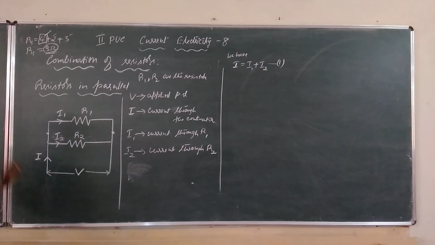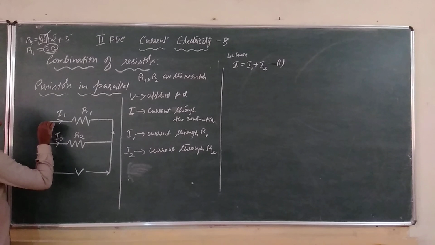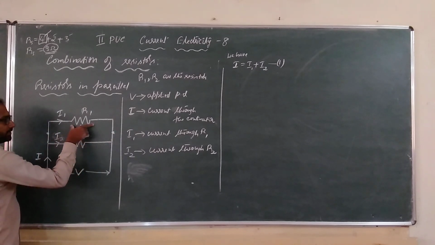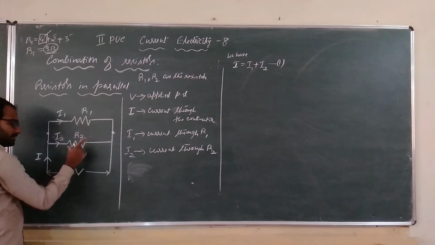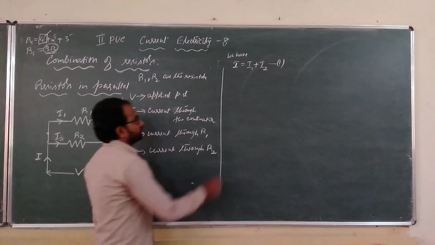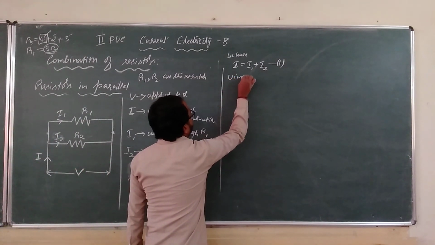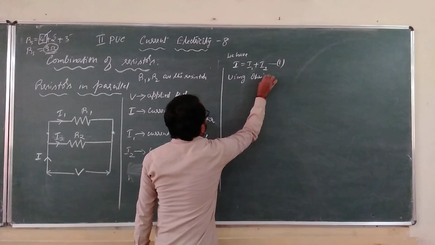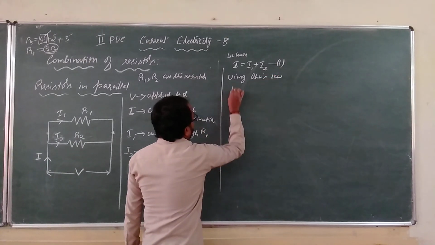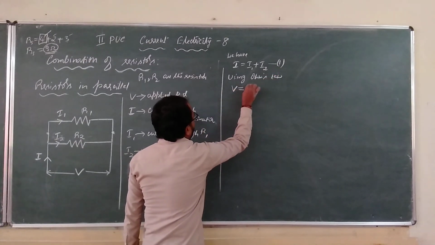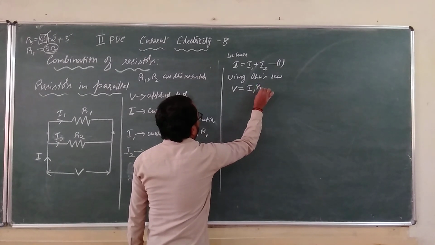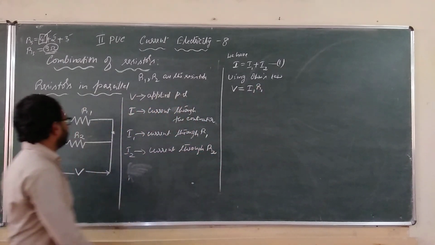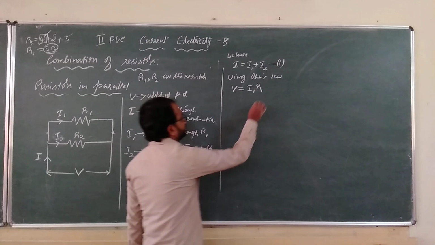So using Ohm's law, the voltage or potential difference across the first resistor is V, and across the second resistor is also V. So using Ohm's law, V is equal to I1 R1 for the first resistor.